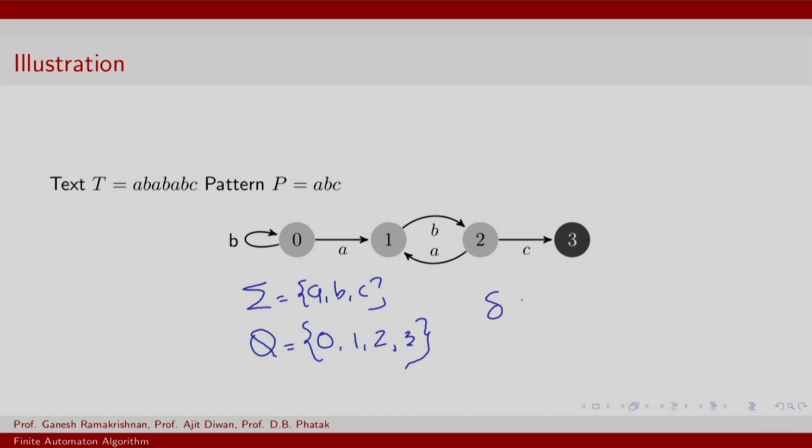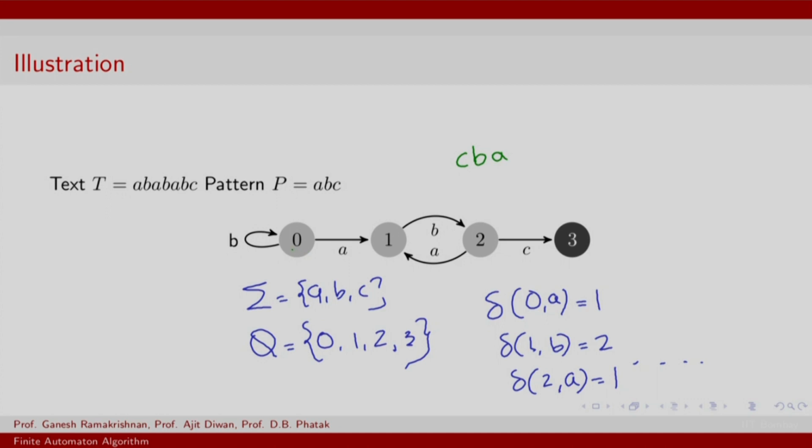The delta as specified in this finite state automaton is as follows: delta on 0 with input A takes you to state 1, delta on state 1 with input B takes you to state 2, delta on state 2 with input A takes you back to state 1 and so on. Now does this automaton accept only instances of this pattern P? You can convince yourself that for any sequence which is not ABC, for example CBA, you will be taken back to the start state 0.